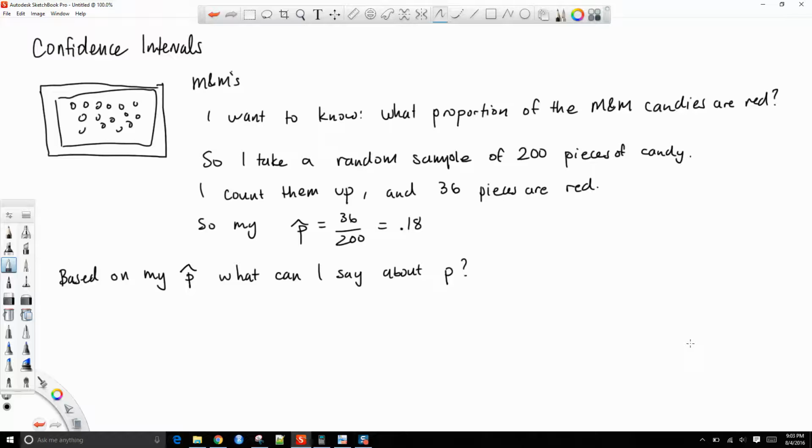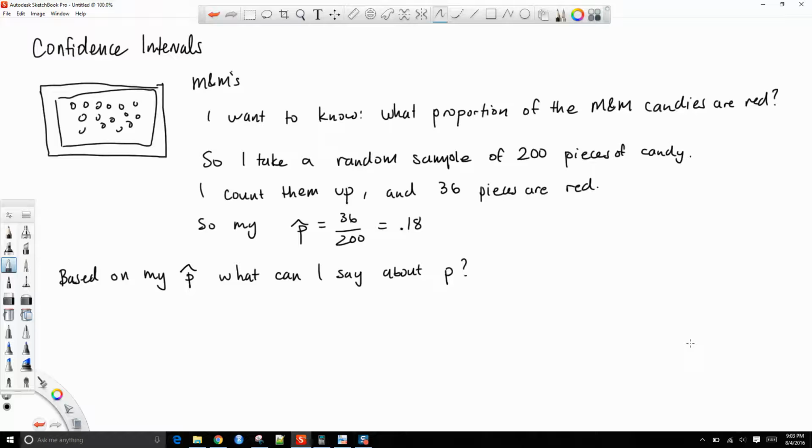No, one sample, no. Could the tank be 20% red? Could the tank be 15% red? Could the tank be 90% red? No. We would be really surprised if the tank were 90% red. So something tells us that the tank is something around 18% red. Maybe 15% red, maybe 20% red, maybe even as high as 24% red.